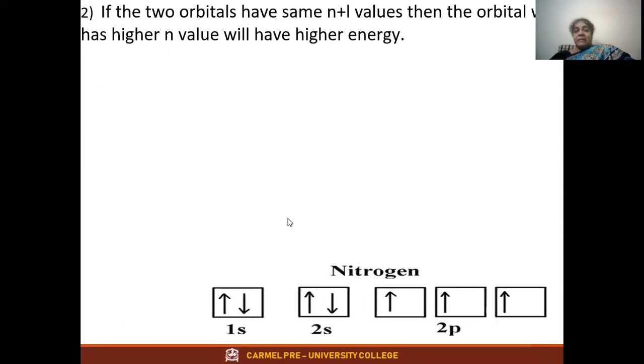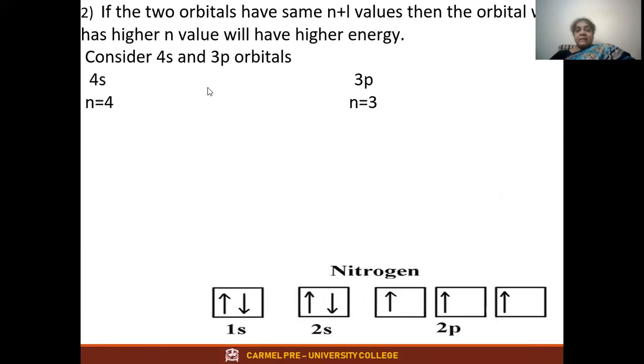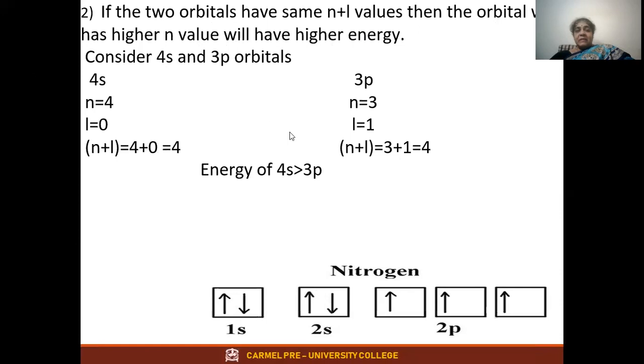Okay. Next example. Can you see here? We'll take two orbitals having the same n plus l value. Then the orbital with the higher n value will have the higher energy. For example, consider 4s and 3p. Here n is 4 and n is 3, l is 0 and l is 1. If you take the sum together, it is 4. Here 3 plus 1 is 4. So what happens? 4s has higher energy than 3p.